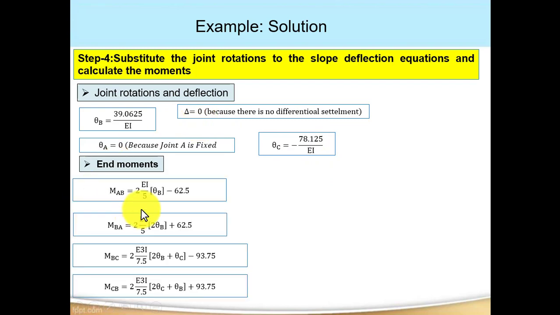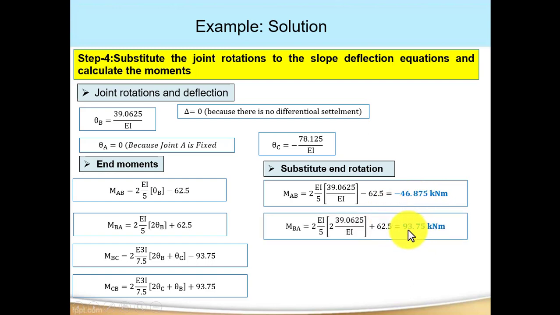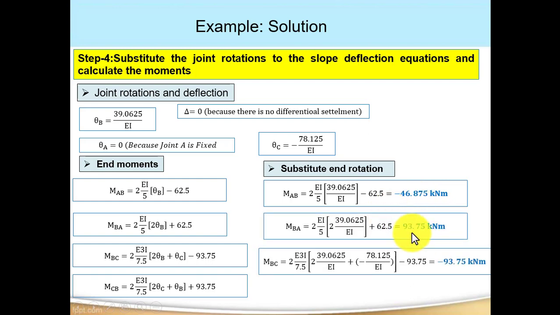Finally, the end moments. The formula for the end moment: MAB equals 2EI over 5 times theta B, MBA equals 2EI over 5 times 2 theta B plus 62.5, MBC equals 2E times 3I divided by 7.5 times 2 theta B plus theta C minus 93.75. Simply substituting theta C and theta B into the equation, we get MAB as negative 46.875 kilonewton meter, MBA equals 93.75 kilonewton meter, MBC minus 93.75.